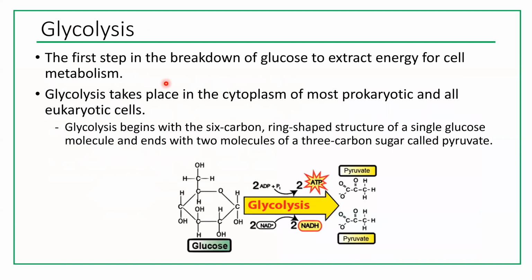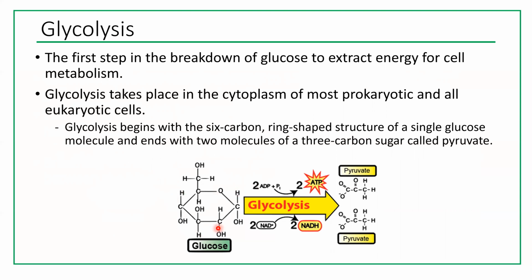The first step in the breakdown of glucose to extract energy for cell metabolism is glycolysis. It takes place in the cytoplasm of most prokaryotic and all eukaryotic cells. Glycolysis begins with the 6-carbon ring-shaped structure of a single glucose molecule and ends with 2 molecules of a 3-carbon sugar called pyruvate. Sometimes they call it pyruvic acid. So pyruvate, pyruvic acid, that's the same.